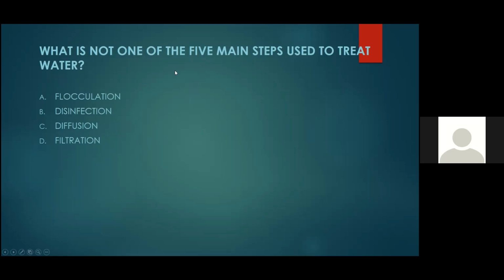What do you think? What is not one of the 5 main steps used to treat water? Perfect, it is C. So flocculation, disinfection, filtration, right? Diffusion is definitely not one. We're actually missing coagulation there, which should be there. So perfect.